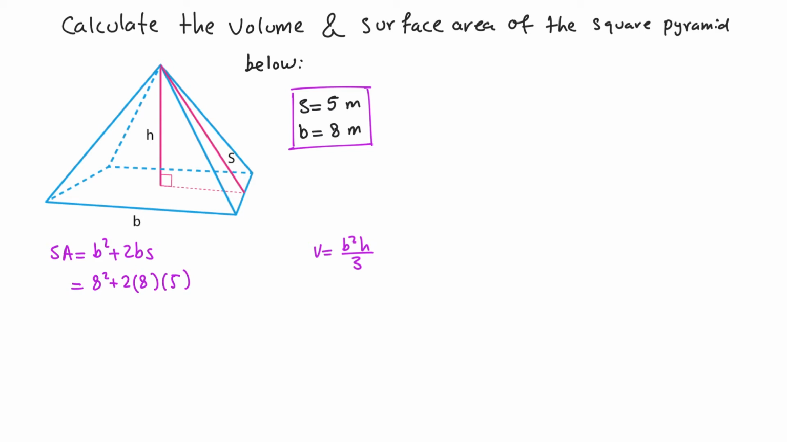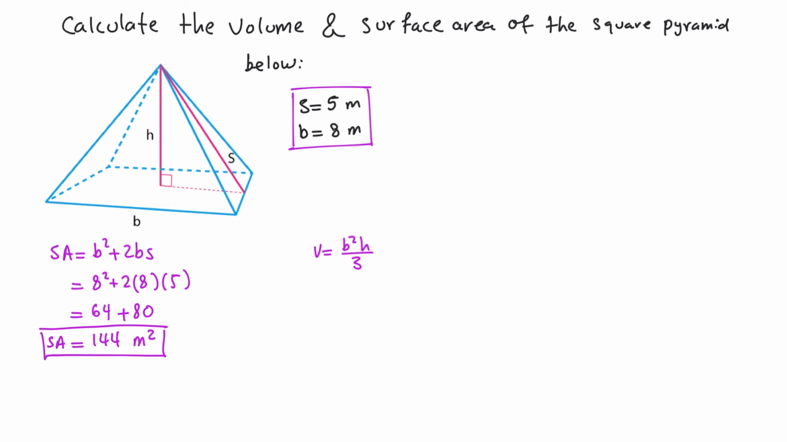And you can plug this right into your calculator. I'm just going to solve it step by step. So 8 squared is 64. 2 times 8 times 5. You can think of it as 2 times 5 is 10, 10 times 8 is 80. And if I add these up, I should get 144. And my unit is meters squared. So surface area, just had to plug in those values and get our surface area.